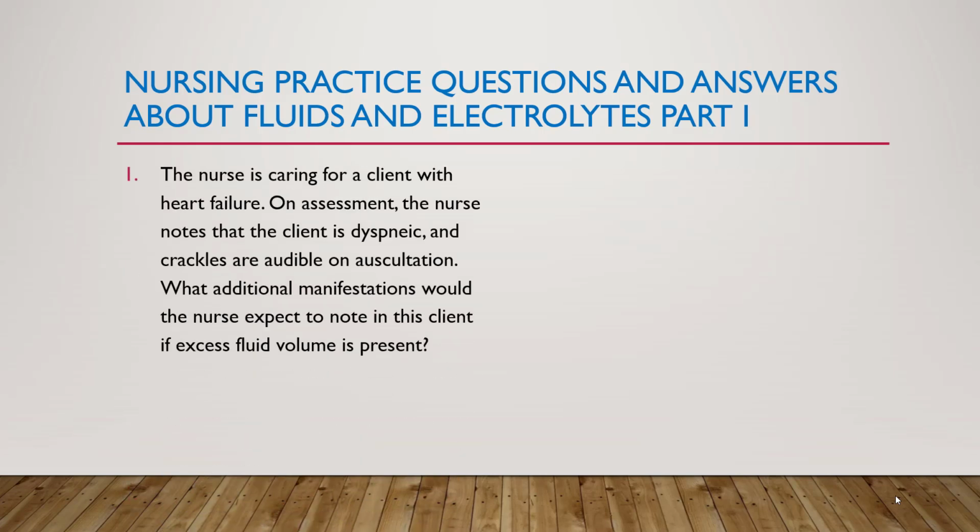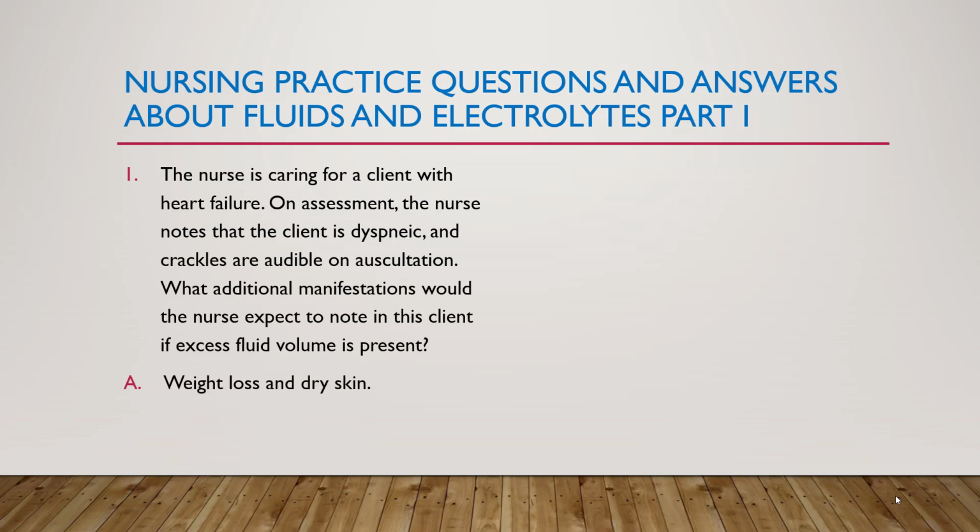The nurse is caring for a client with heart failure. On assessment, the nurse notes that the client is dyspneic and crackles are audible on auscultation. What additional manifestations would the nurse expect to note in this client if excess fluid volume is present? So these are the options.